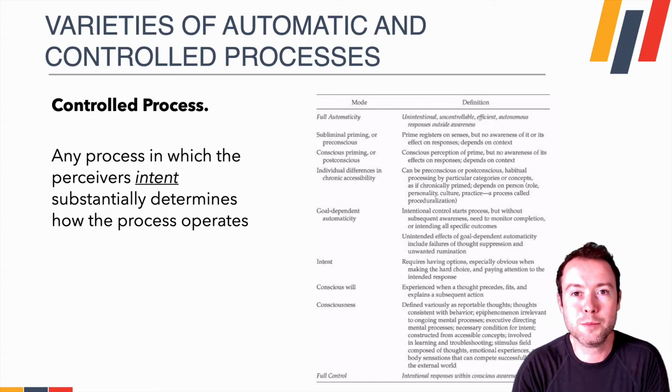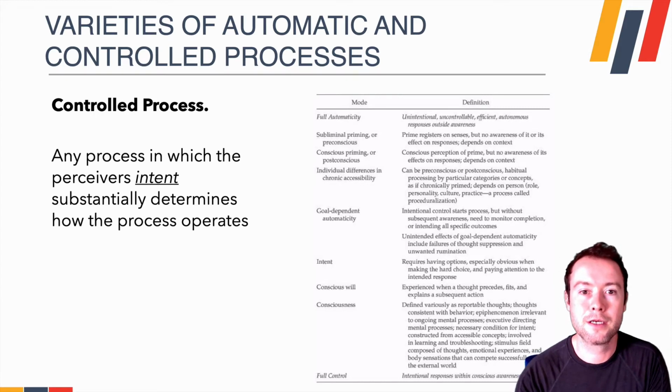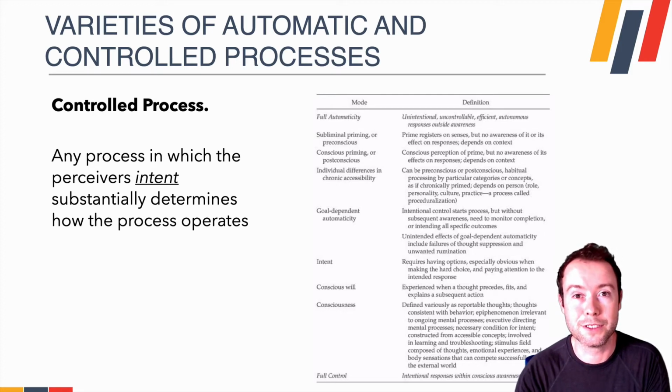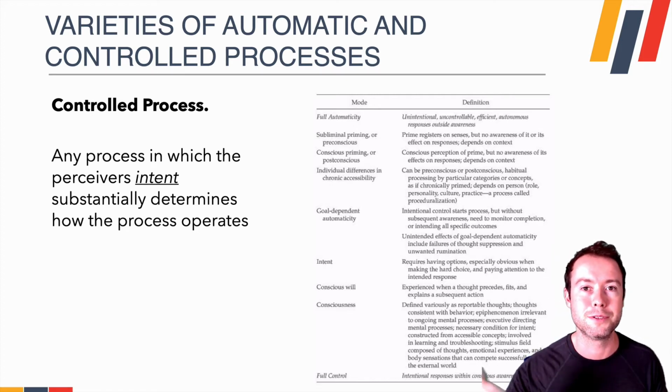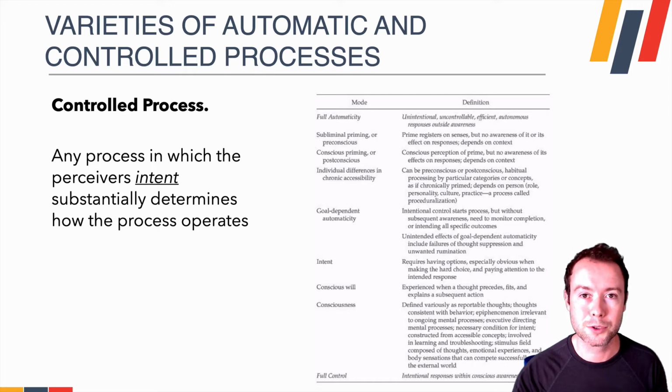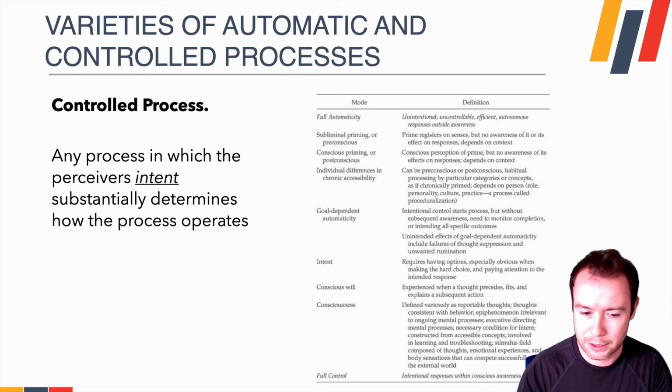What about some of the more controlled processes we can engage in? One thing that characterizes most of these is that the perceiver's intent is determining how the process operates. We'll come on to a definition of intent in a few slides' time. But first, let's consider a couple of types of controlled processes that are still in that middle boundary, combining some controlled elements with some automatic processes occurring here.